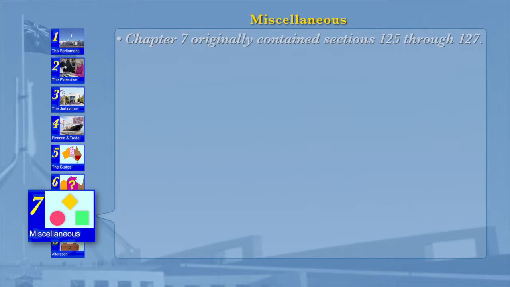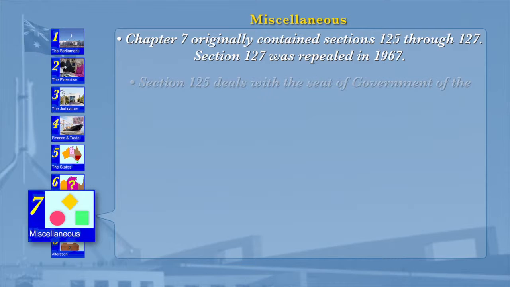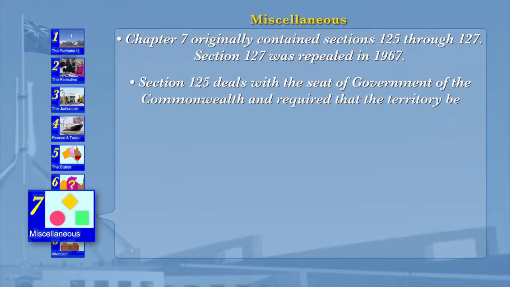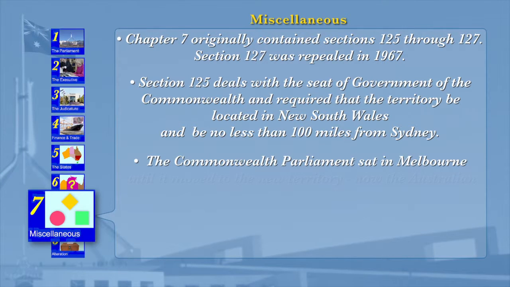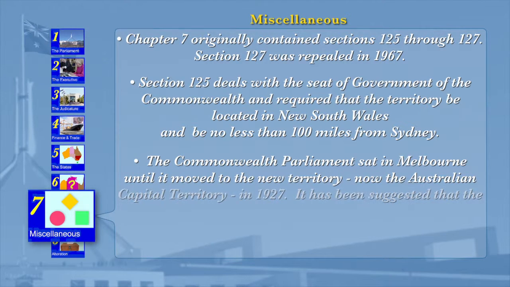Chapter 7 originally contained sections 125 through 127. Section 127 was repealed in 1967. Section 125 deals with the seat of government of the Commonwealth and required that the territory be located in New South Wales and be no less than 100 miles from Sydney. The Commonwealth Parliament sat in Melbourne until it moved to the new territory, now the Australian Capital Territory, in 1927.